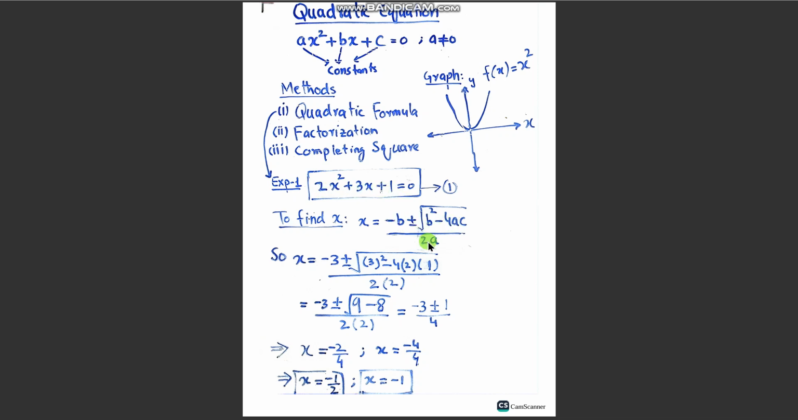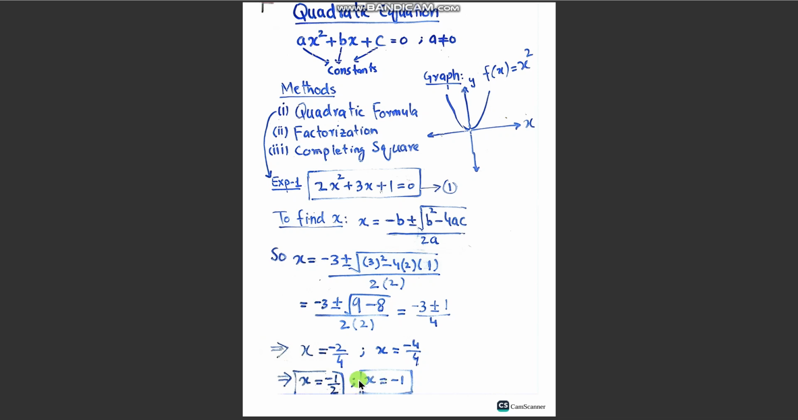We get minus 3 plus minus under root of b square minus 4ac. So we get minus 3 plus minus under root of 3 square, 9, minus 4 times 2 times 1, which is 8. 9 minus 8 is 1, and the under root of 1 is 1. So minus 3 plus minus 1, divided by 4. Taking minus 3 plus 1 divided by 4, we get minus 2 divided by 4, which is minus 1 by 2, and then minus 3 minus 1 divided by 4, which is minus 4 divided by 4, so x is equal to minus 1.